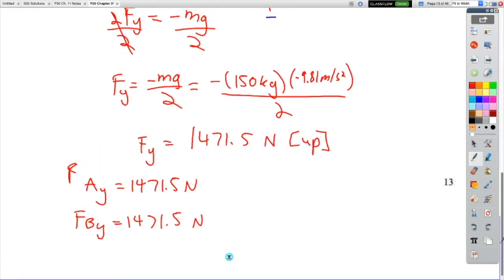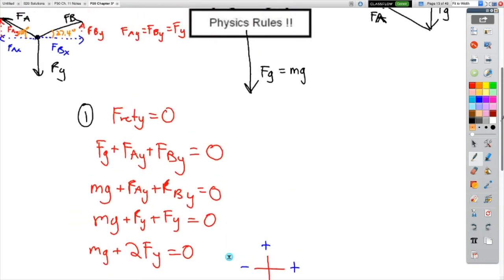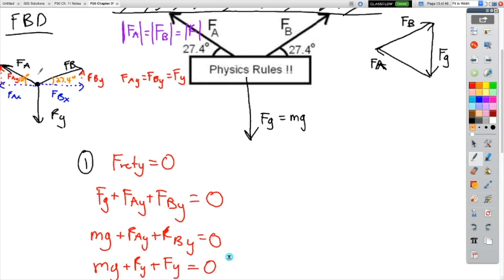Okay, but they didn't ask for the y component of the tension, they wanted the total tension. Okay, so how can I turn that Fby and Fay into just Fa and Fb? Well, we need to go back to our triangle here, right? You can see that Fby, the y component of Fb, is the opposite side to the angle, and Fb is the hypotenuse. So I want the hypotenuse, I actually have the opposite here. So in this case, sine of 27.4 degrees equals opposite Fby over Fb. Okay, it's a little different than usual.